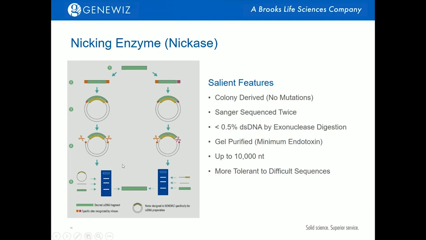Purification from the electrophoresis also minimizes the endotoxin. In principle, it shouldn't contain anything else: no double-strand DNA, no complementing single-strand DNA. By this method, we can generate up to 10,000 nucleotides of long single-strand DNA, colony-derived, all sequence verified. And as you know, a plasmid is more tolerant to PCR-incompatible sequence, which makes the manufacturing easier.